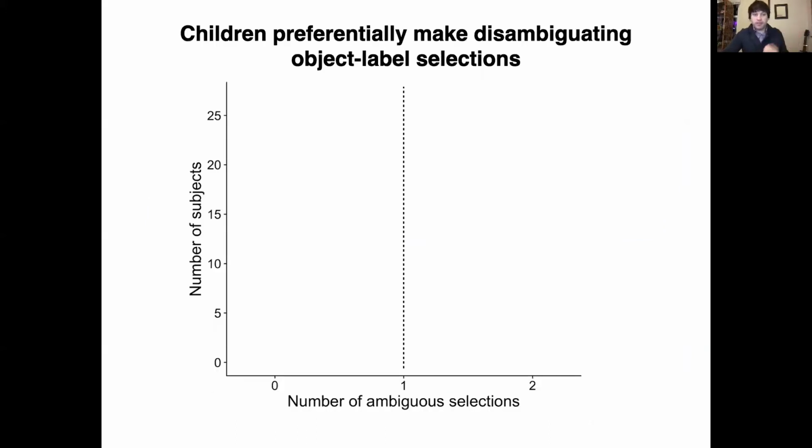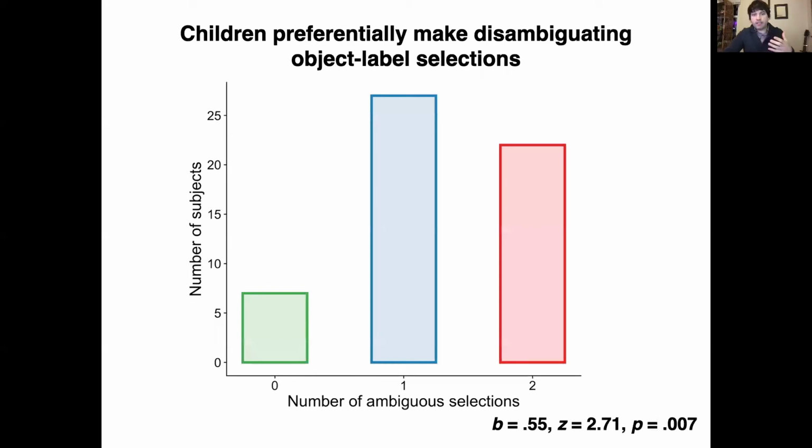So what did kids do? I'm going to show you the distribution of participants who selected an ambiguous item on 0, 1, or 2 of their sampling opportunities. And the way to think about this graph is that 1 is selecting items at chance. And the more the distribution is shifted rightward, the more children are showing a preference for selecting the ambiguous items.